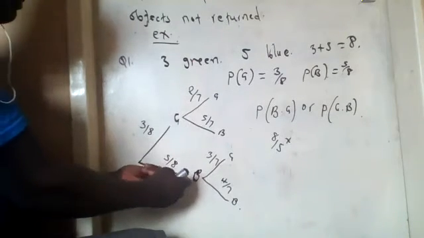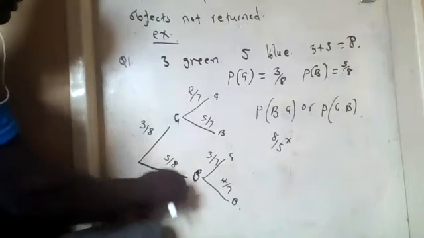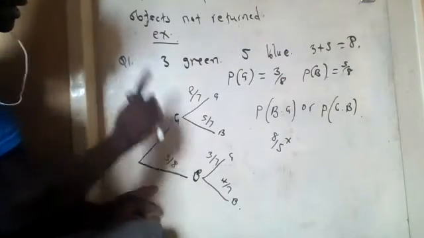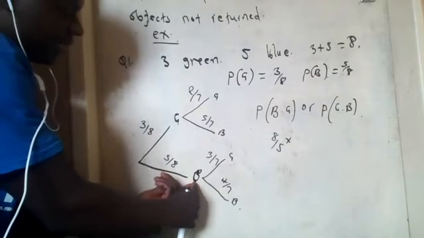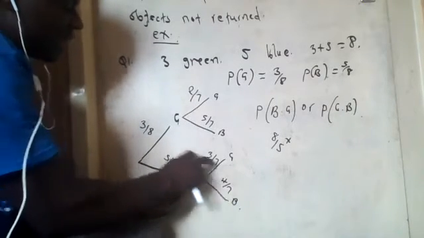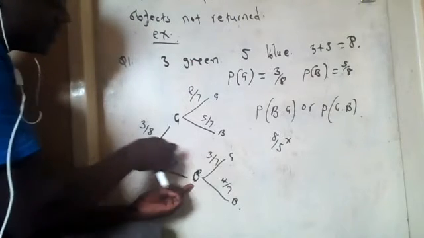When you go to the second branch, now we are taking an assumption because this is the blue branch. Because it's a blue branch, we take an assumption that the one which was taken now was a blue. So the only one which is reducing is the blue, and the green remains the way it was.